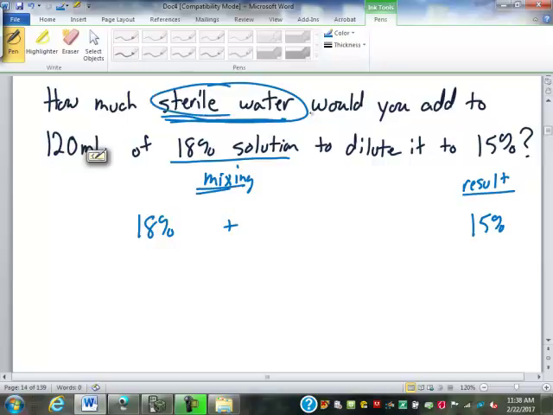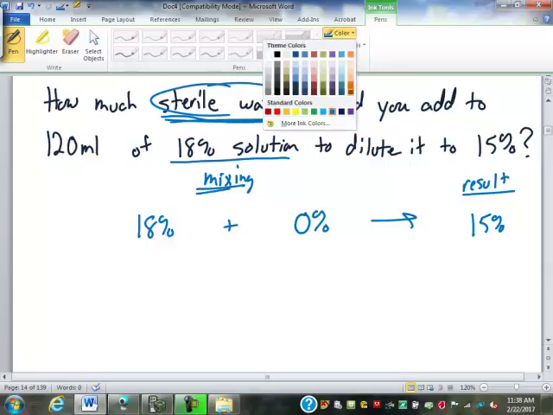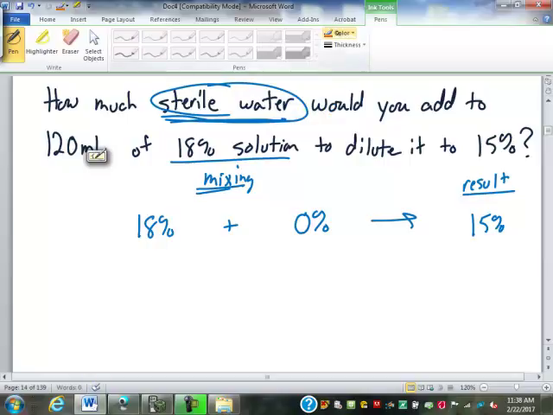But the sterile water has what percent medication in it? 0. There we go. So we're mixing 18% with 0% to create 15%. The amount of each that we have, well, we're told that we have 120 milliliters. That goes with which one? That is 120 milliliters of the 18%, so that's going to go with the 18%. We're asked to find the 0%, so we're going to let that be x.